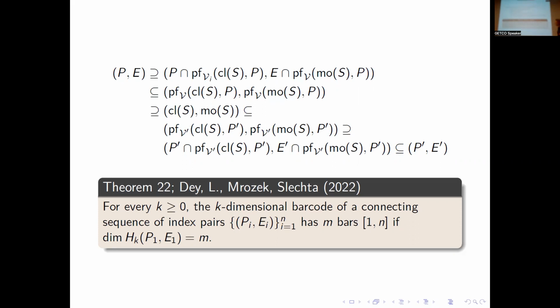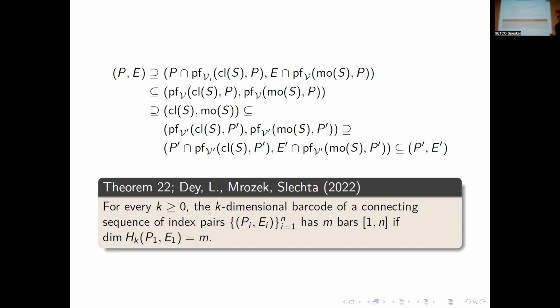Okay, so we can connect this long sequence of all index pairs, and we have this theorem that says that this huge sequence that we constructed actually is quite boring, meaning that the persistent homology that we compute for it is just a few full bars, where every bar corresponds to a generator in the Conley index of our initial isolated invariant set.